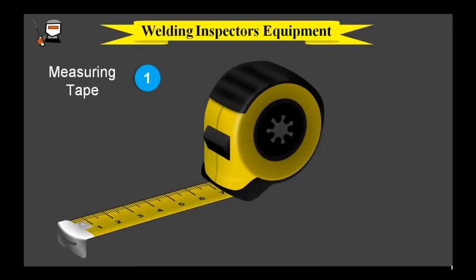Here we will discuss shortly about welding inspection equipment. Measuring tape. Measuring tape can be used for incoming material dimensions like width and length of plate, diameter, length and width of pipe. It can be used for welding repair identification markings.